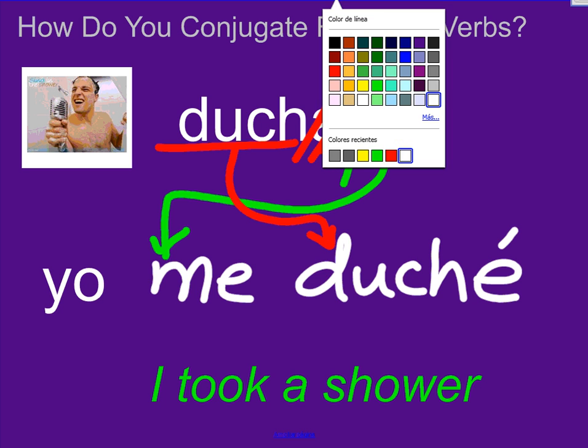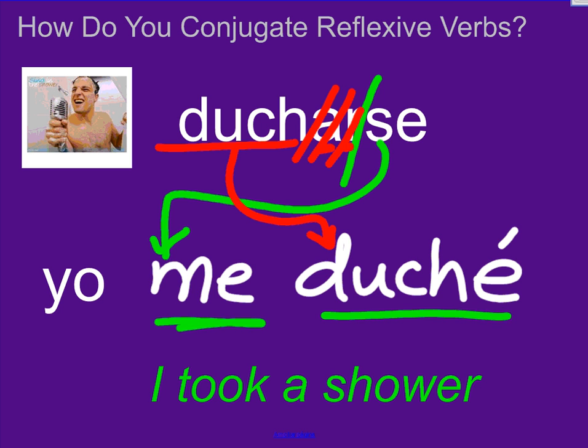Now notice in Spanish, for these reflexive verbs, we now have two words in our conjugation. It's not just yo hablé or yo comí. It's now yo me duché.